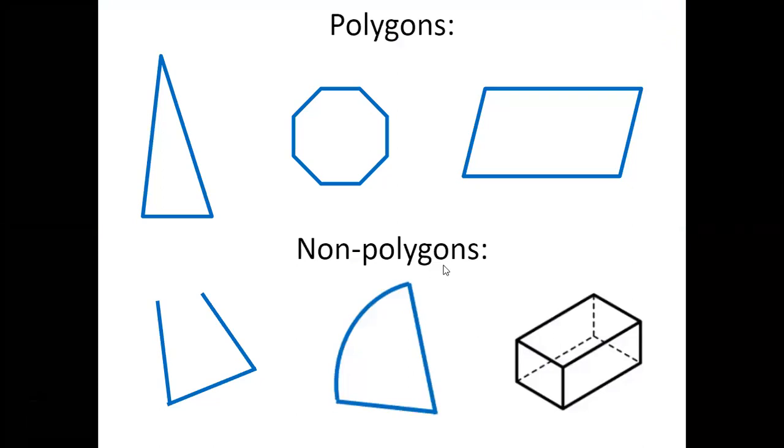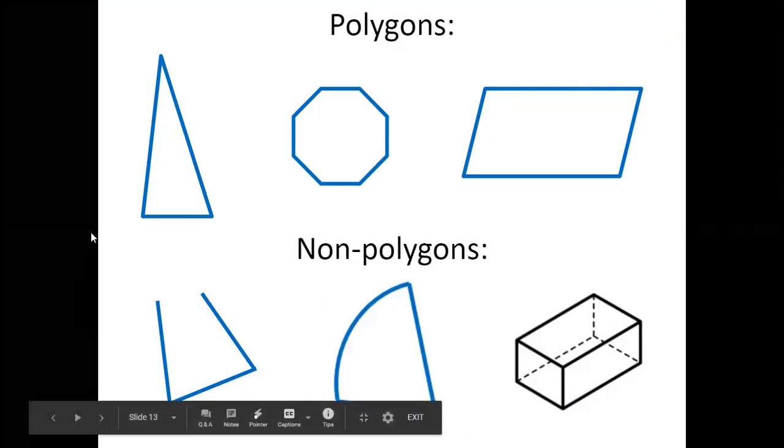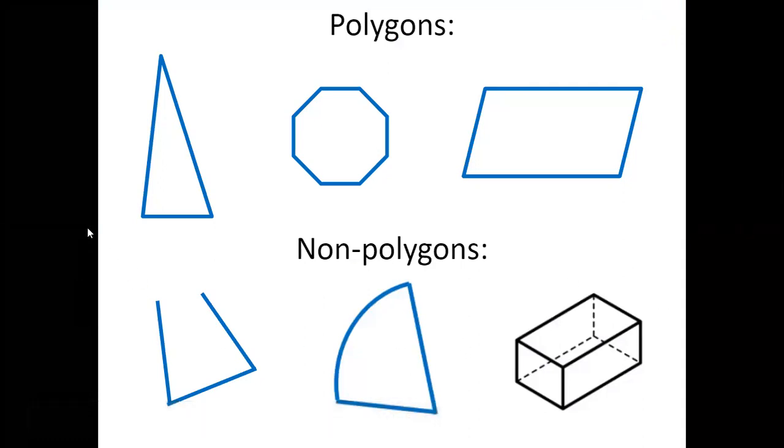Here are some examples of polygons and non-polygons. You can figure out what polygons are just by looking at what non-polygons are, right? So I want you to take a second and try to determine the differences between the bottom set of images and the top set of images. You can go right ahead and pause the video.